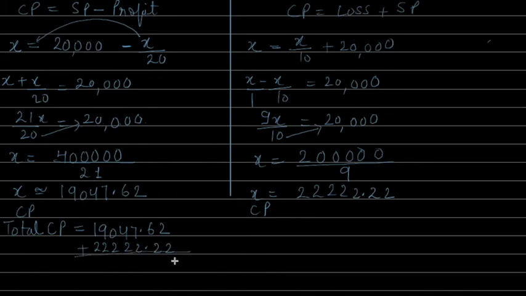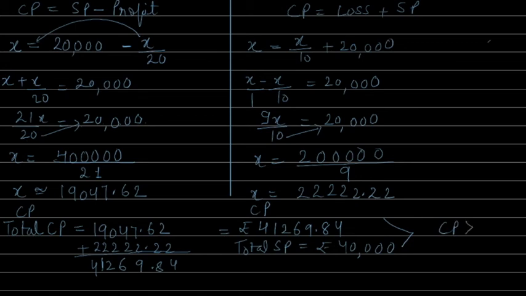How much will it be? 4, 8, 9, this will be 6, 2, 1 and 4. So total CP is coming to rupees 41269.84, right? And total selling price is how much? Rupees 40,000. What is greater here? CP is greater than SP, and if CP is greater than SP, then what is that? It's a loss.